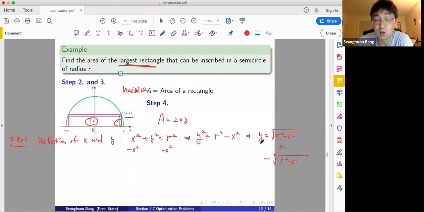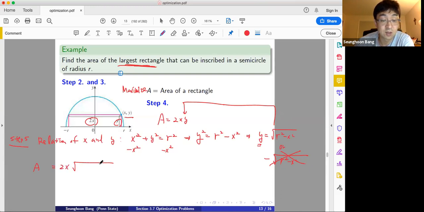What about the y value? We only use the upper semicircle, we don't have the lower semicircle. The y value is always a positive number, so we don't use the negative root. Plug this value into y. So A is 2x times the square root of r squared minus x squared. This is A of x. What's the domain here? The domain is 0 to r.